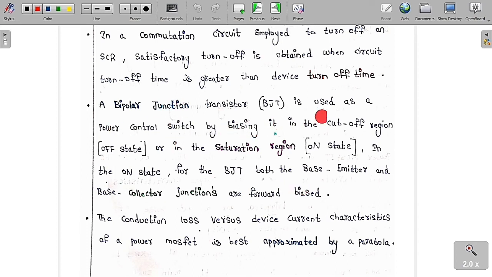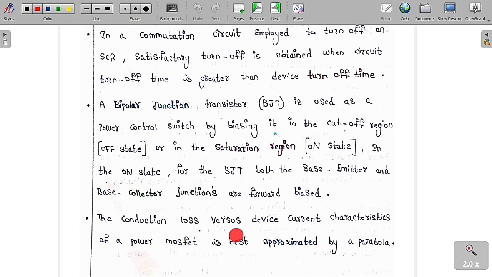So this is the thing that you need to remember. A BJT is used as a power control switch by biasing it in the cutoff region, the off state, or in the saturation region, the on state. In the on state, both the base-emitter junction and the base-collector junction are forward biased. A BJT can be operated only in three regions: cutoff, saturation and active. Cutoff means both the collector and emitter junctions are reverse biased. Saturation means both are forward biased. Active means the collector junction is reverse biased and the emitter junction is forward biased. So if you want to operate the BJT as a switch, off state means operating in the cutoff region, and on state means operating in the saturation region, where both junctions are forward biased.